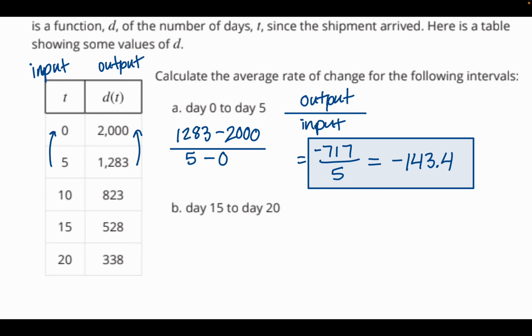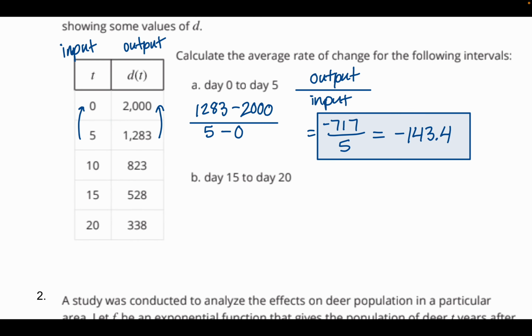Now to do day 15 to day 20, I'll do that part in red, and I'll show you that you can do it the opposite direction too. I'm going to go from 15 to 20, but then I'm also going to subtract in this direction as well. We are still decreasing in the number of cards, but as long as you're consistent in your direction, you'll still get a negative average rate of change when it's decreasing in value. If you go in the wrong direction or you're inconsistent, you'll end up with the reverse sign. If it should be positive, you would end up with a negative, and if it should be negative, you'll end up with a positive.